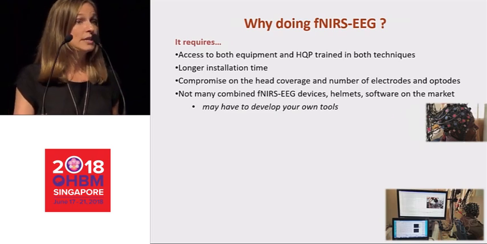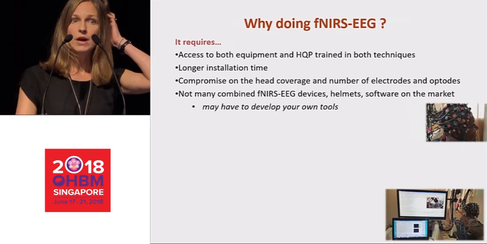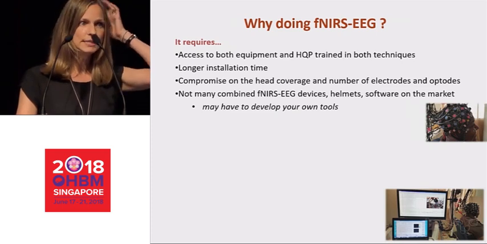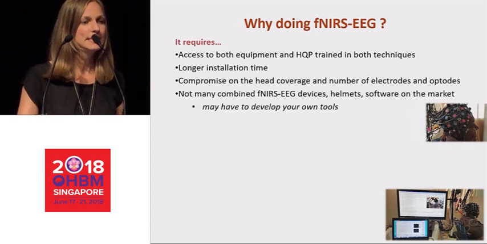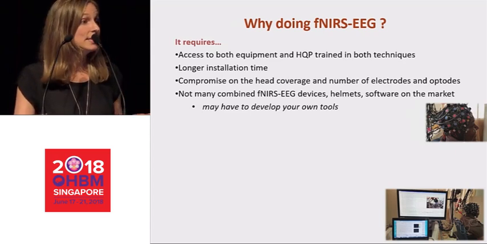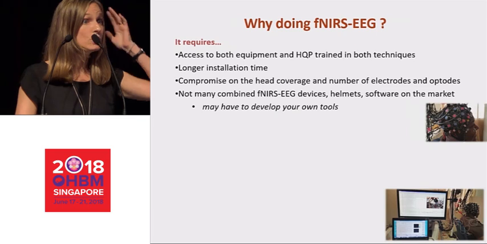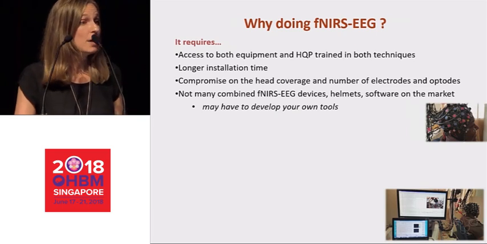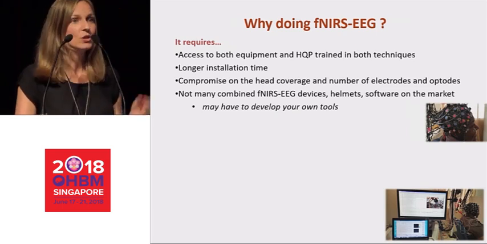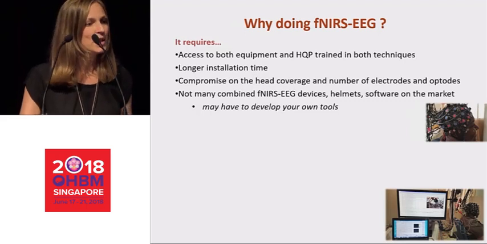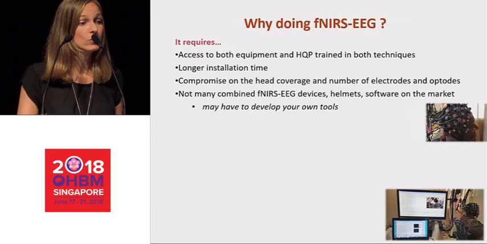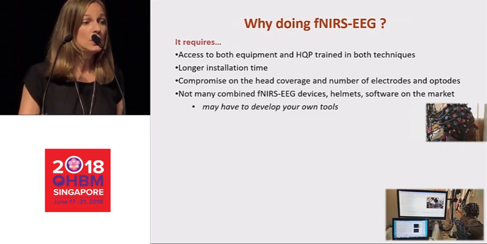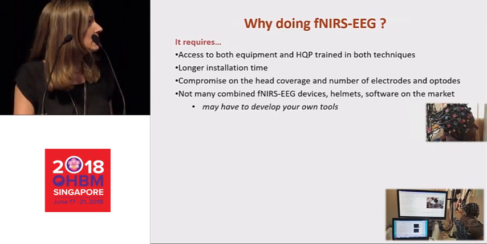For example, if you want an international 10-20 system with EEG, you might not end up with an exact 10-20 system. And for NIRS-EEG, you might not be able to use as many optodes as you want because there are electrodes in the way between the optodes. Also, there are not many combined fNIRS-EEG devices, helmets, or software on the market, so you may have to develop your own tools if you have more specific questions.